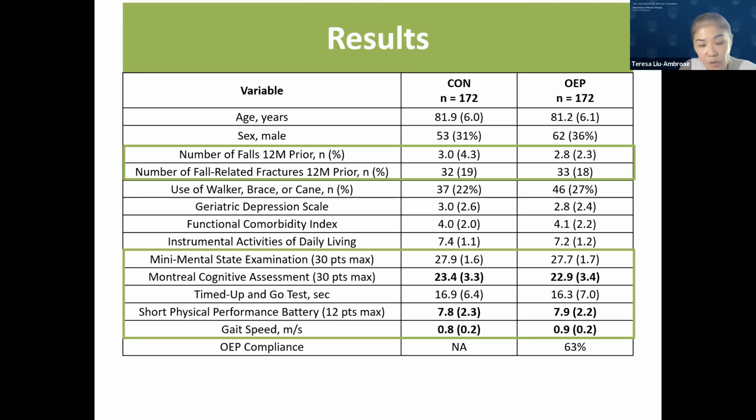And I also want to flag their Short Physical Performance Battery. Again, as a reminder, 12 points is the maximum, whereby anything below 9 indicates increased risk for physical disability as well as mobility disability. Here, our participants scored on average 8 points, again indicating their risk for physical and mobility disability. And then in terms of gait speed, the literature suggests that for community-dwelling older adults, we really want to see a minimum gait speed of 1.0 meters per second. And again, our participants score well below that.